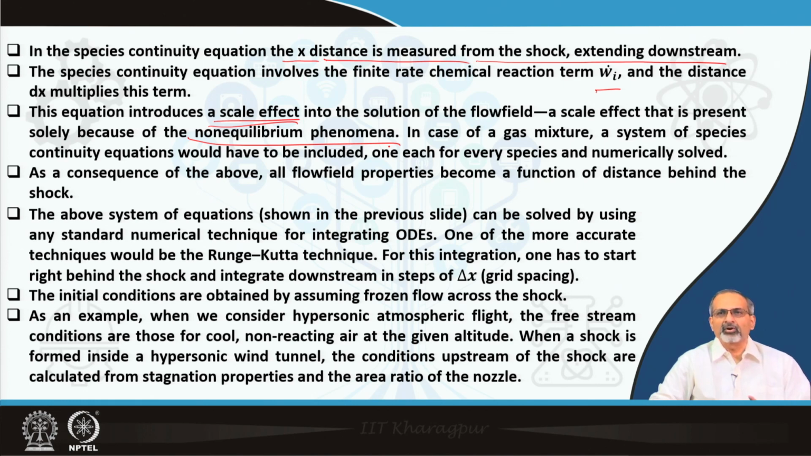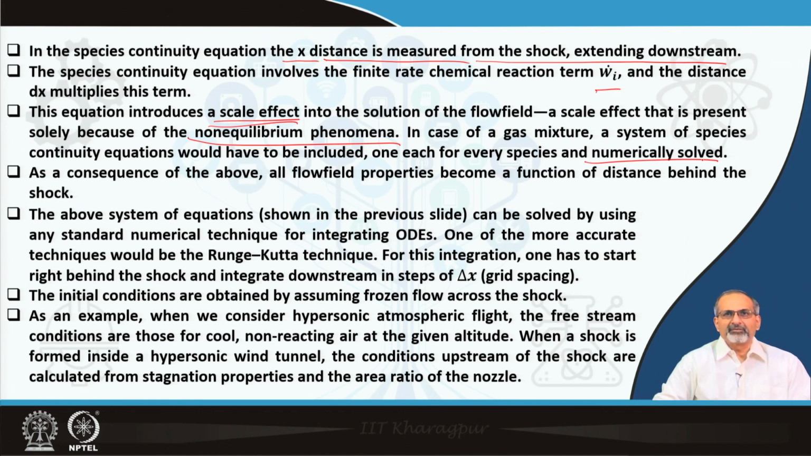Here we are just talking about a single molecular species dissociation. We took oxygen as an example. If it is a gas mixture, you have to write down a system of species continuity equations, including all the constituent gases in the mixture, and they have to be numerically solved. As a consequence of the above, all flow field properties would become a function of the distance or the length behind the shock, which we are demarcating as x.